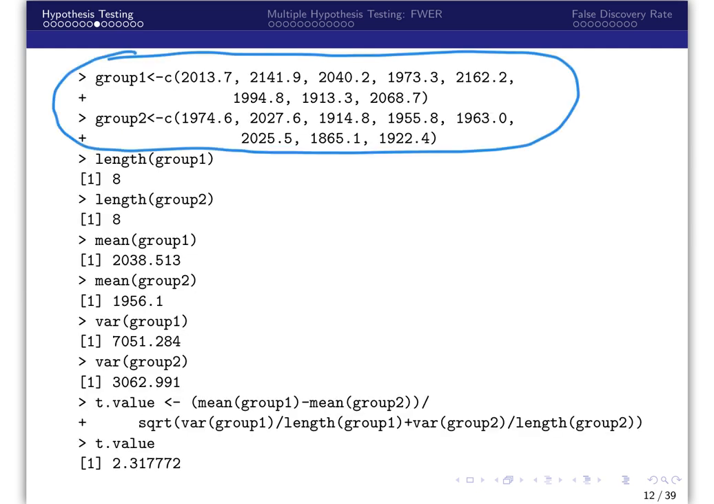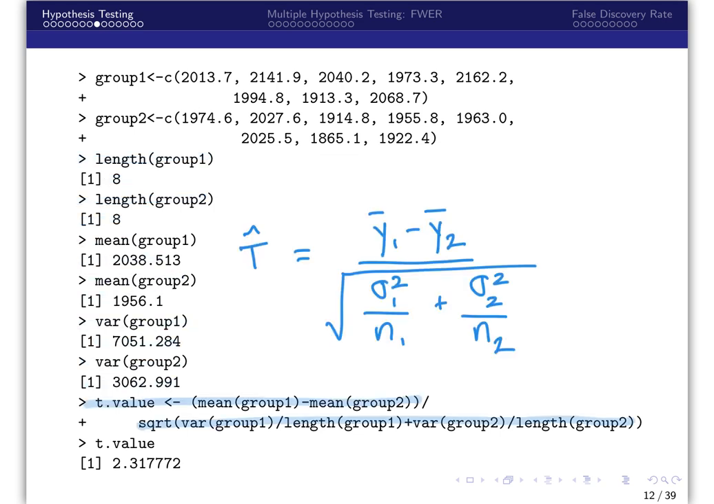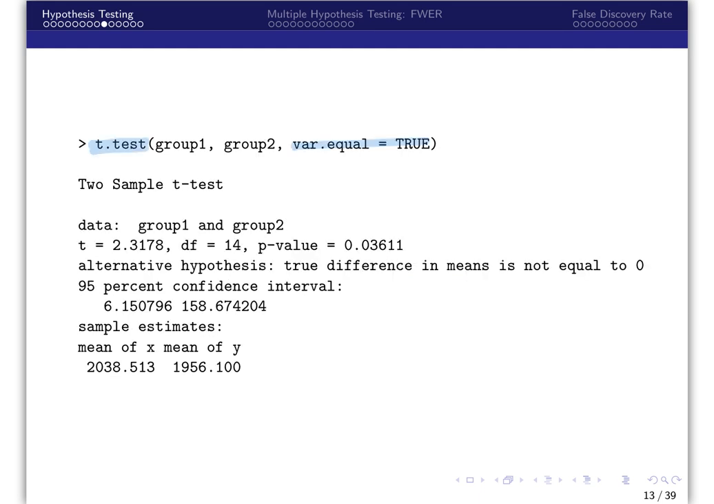Suppose for this two-class comparison, we calculated the group sample sizes, the means, and their variances. Those quantities may then be plugged into the formula to yield the test statistic, which in this case is 2.31. Of course, using the t.test function in R will yield the same result, but additionally provides that there are 14 degrees of freedom because there are 16 observations and we lose 2 degrees of freedom by calculating the two group means. It also provides the p-value, along with some additional information.